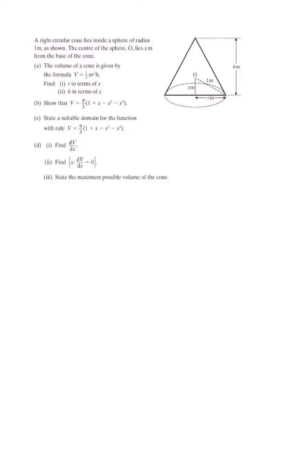In this question, we're told a right circular cone lies inside a sphere of radius 1 meter as shown. The center of the sphere, O, lies x meters from the base of the cone. Then we're given the volume of a cone, and the first thing we need to do is write R in terms of x and then h in terms of x. Now, the way the diagram is drawn here is a bit confusing. So I'm actually going to draw this out differently.